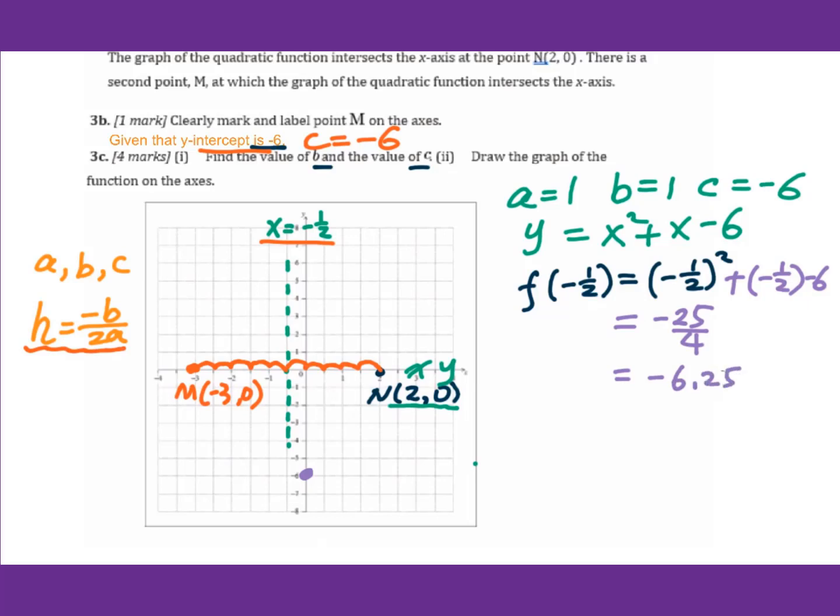I want to change this vertex into a decimal so that it's easier to locate. The vertex will be here. This is the one. Remember the key points. So connect all these key points. That's it.